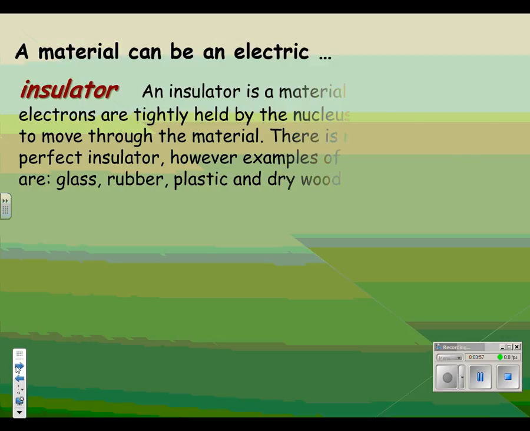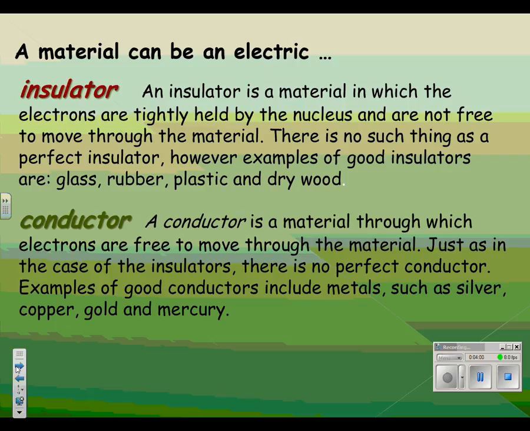A material can be an electric insulator or it can be an electric conductor. Insulators, remember, are materials that are going to hold electrons tightly. There's no such thing as a perfect insulator, but some really good ones are glass, rubber, plastic, and dry wood. Now, conductors are going to allow electrons to move freely. And again, there's no perfect conductors, but really good ones are metals, such as silver, copper, gold, and mercury, because they allow the electrons to move more freely than the other ones do.